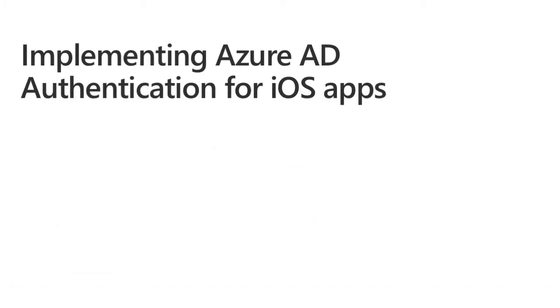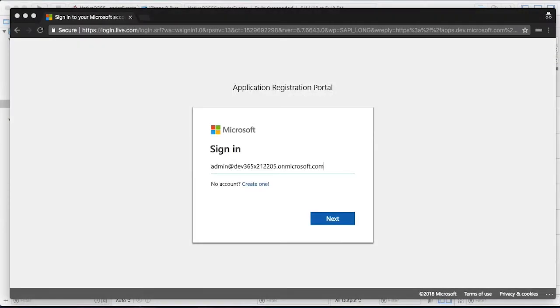So in this first demo, we're going to need to create an Azure AD native application, and we're going to do it using the application registry portal. You're going to get to the app registry portal by going to apps.dev.microsoft.com. And I want to log in with either a personal account, like a Microsoft account, or a work and school account. So I've already navigated to that page. And so I'm going to log in here with my login.